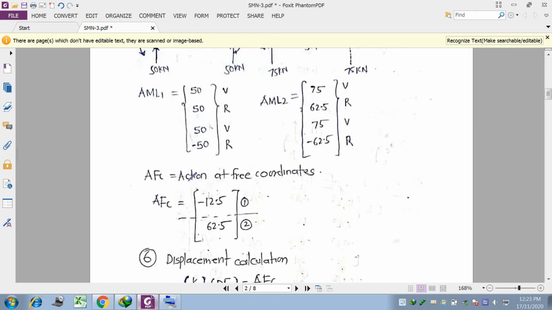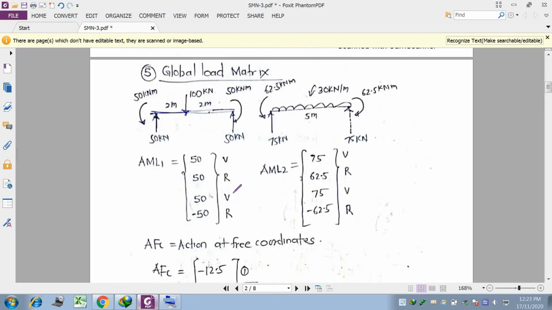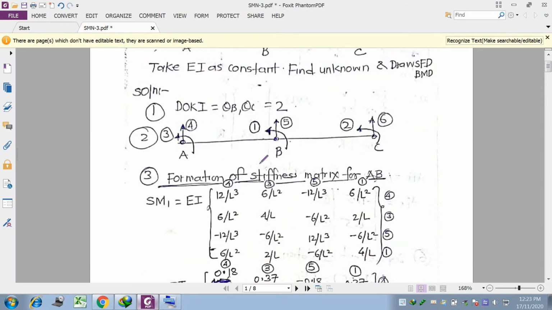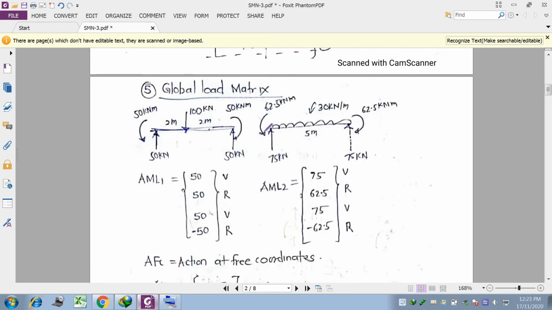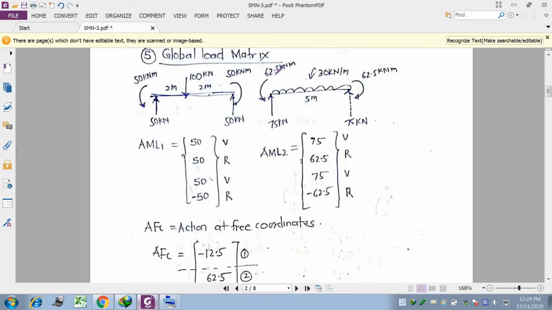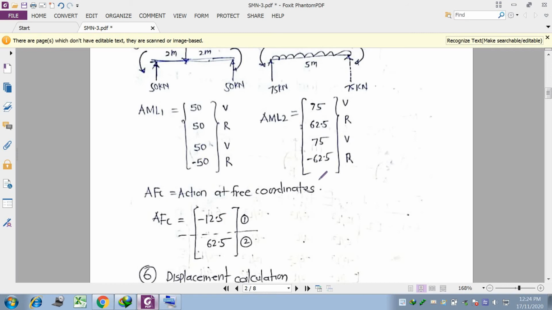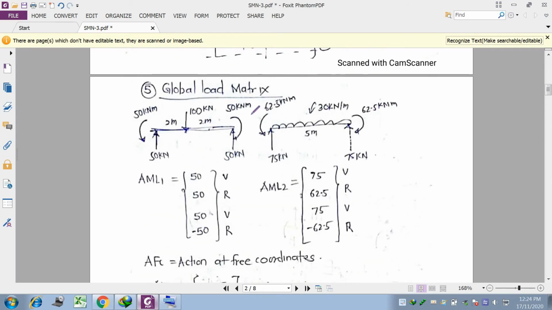After writing this, you have to calculate the action at the free coordinate. AFC means the action at the free coordinate. The action at the free coordinate will be calculated only at the unknown junctions. The unknown junctions are 1 and 2. So this is 1 and this is 2. Let us see, 50 minus 62.5, the answer is minus 12.5. Again this is 62.5 because here 1 is created, here 2 was created.